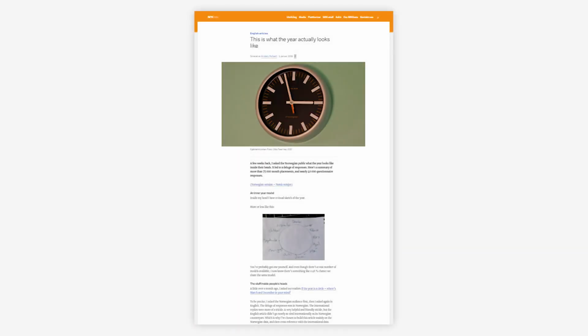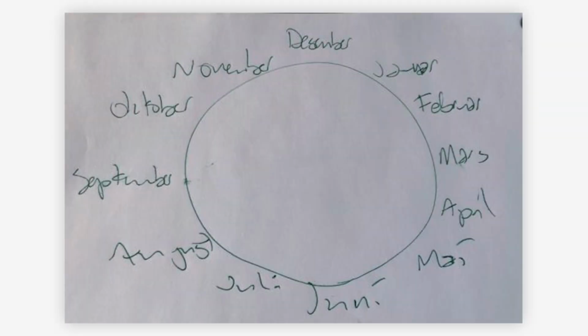A great experiment on the model of time was conducted by the Norwegian Broadcasting Corporation, where they surveyed how people visualize the year by its months in a cyclic manner. Here's one example of what the year can look like, but already there's probably some of you who disagree with the placement of January in this instance. You might think it should be on the very top.